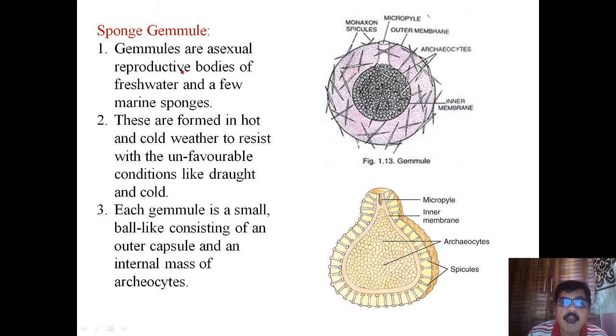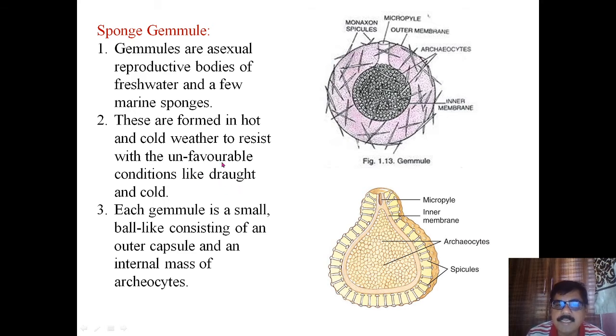These gemmules are asexual bodies. With the help of the gemmule, sponges reproduce, and this method of reproduction is an asexual method. Gemmules are asexual reproductive bodies of freshwater and a few marine sponges. These are formed in hot and cold weather to resist unfavorable conditions like drought and cold.